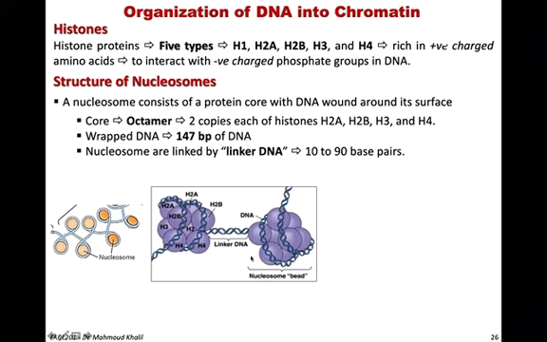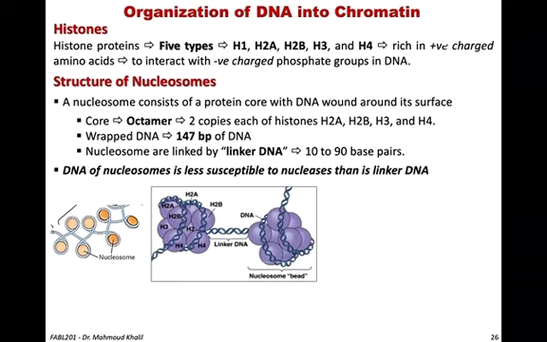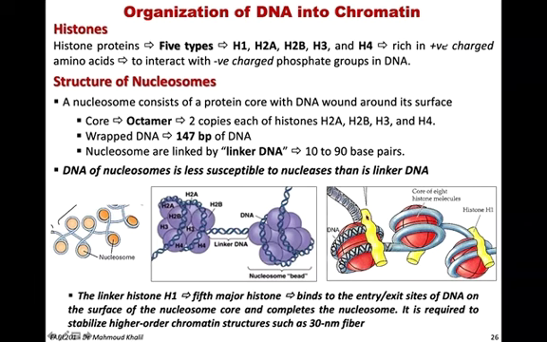Each nucleosome is connected to the other nucleosome through a linker DNA, which is about 10 to 90 base pairs. So the DNA of the nucleosome will be stable and less susceptible to nucleases, which are enzymes that degrade the DNA, than in linker DNA. The last type is histone 1, the yellow structure here.